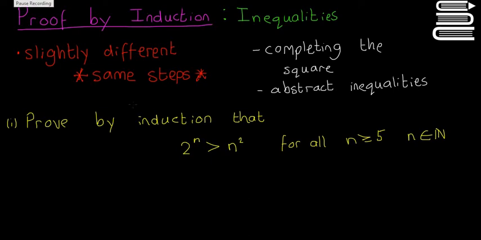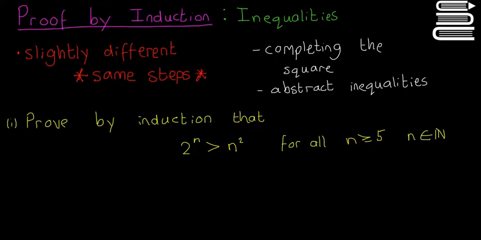So now we're going to look at proof by induction that looks at inequality proofs, all right? It's slightly different, but they're the same 4 steps, it's the same process to prove anything. So you need to have brushed up on completing the square and abstract inequalities. You need to be comfortable at both of those. So look at the question here and I'll give an example. It's the best way of looking at it.